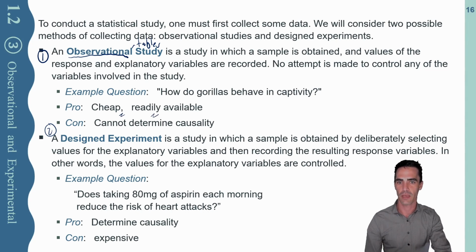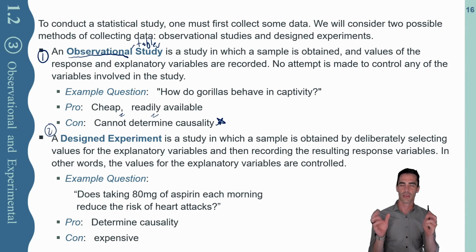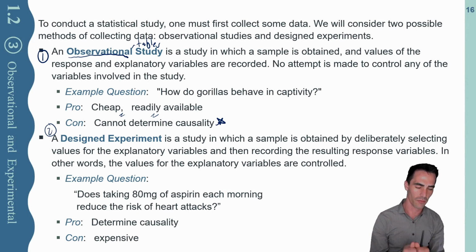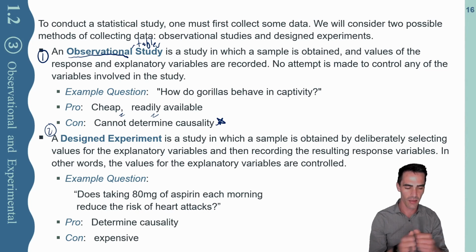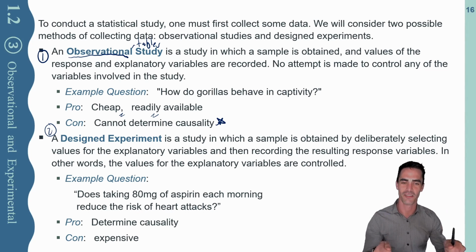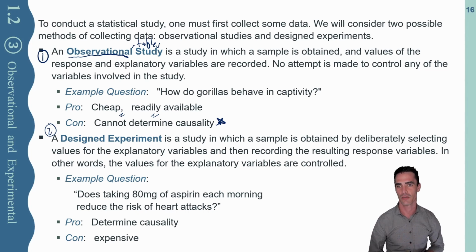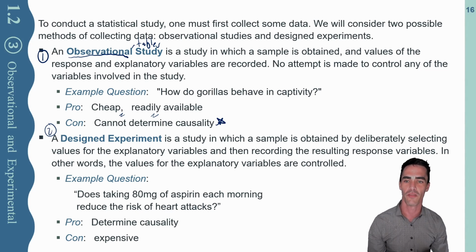Cheap and readily available. One big problem, though, and this is really the big differentiator, is there's no real connection that you can make for causation, right? When we're just observing data, it's hard to say that I can discover a causation relationship between their length and their girth. I mean, certainly they might be correlated. There might be a relationship there, but it's really hard to determine causation when you have an observational study.